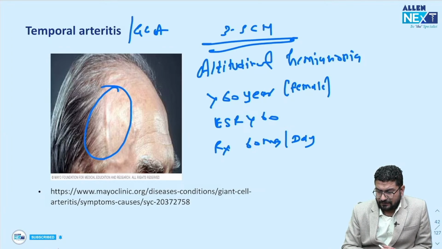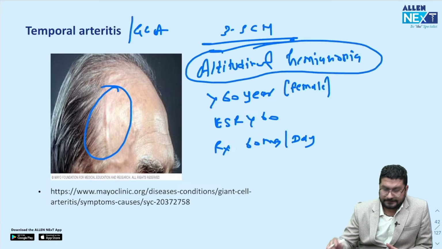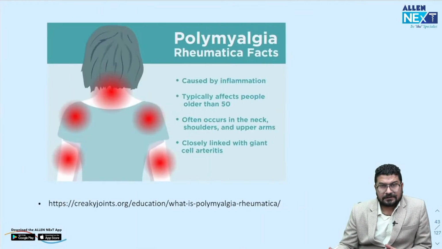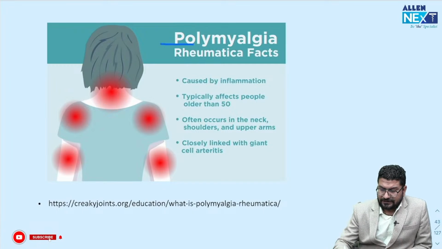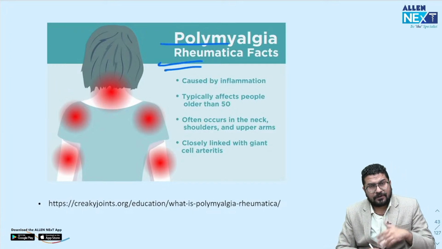Then remember, this can also lead to ischemic optic neuropathy, and ultimately there is a chance of blindness. This is a vasculitis which is associated with polymyalgia rheumatica. So remember, temporal arteritis is associated with polymyalgia rheumatica.